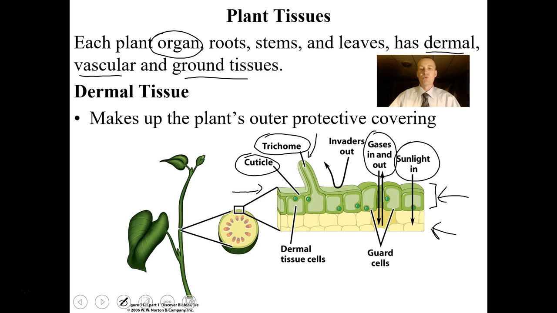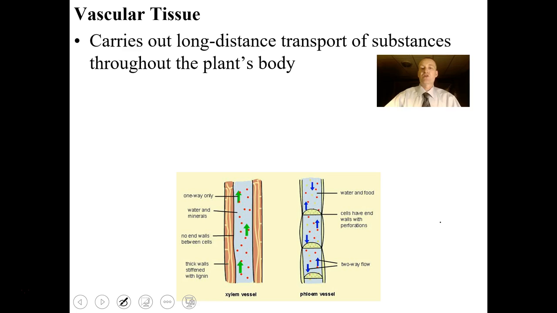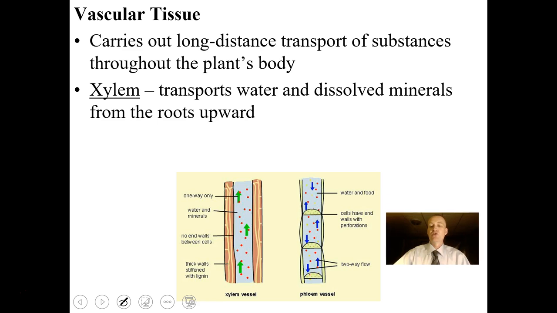Vascular tissue carries out the transport of substances throughout the body of the plant. We have the xylem, which is going to be carrying water and dissolved minerals. And if you notice the graphic below, the xylem typically carries water from the roots to the stem and leaves. So we have a one-way transport that occurs.